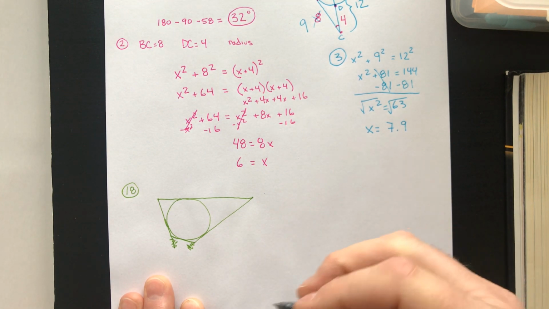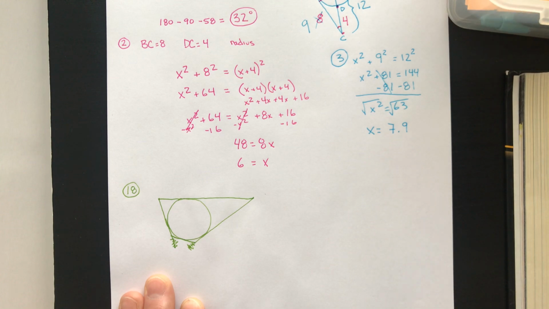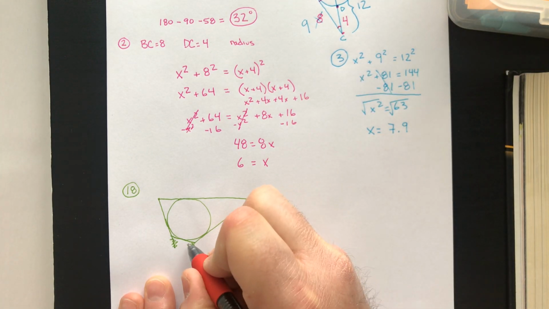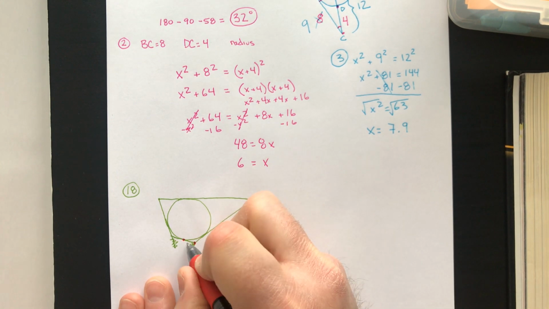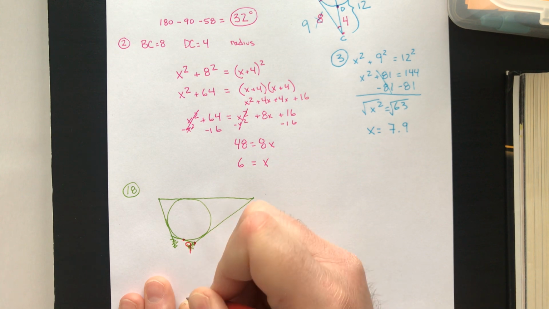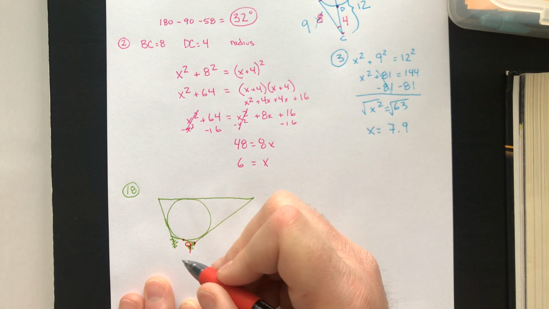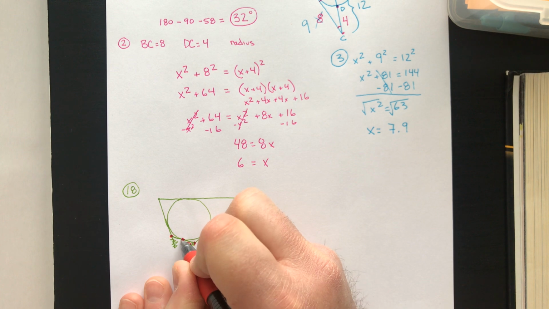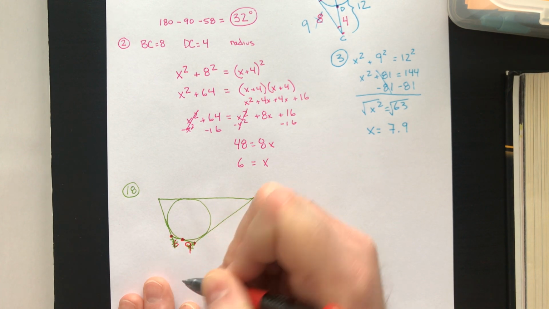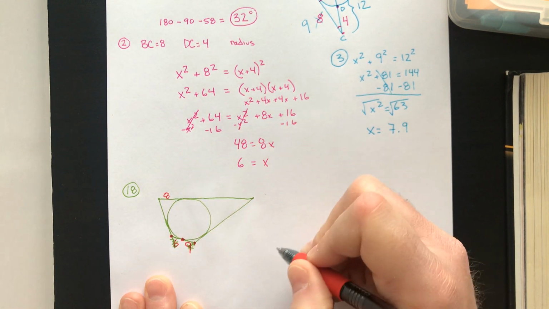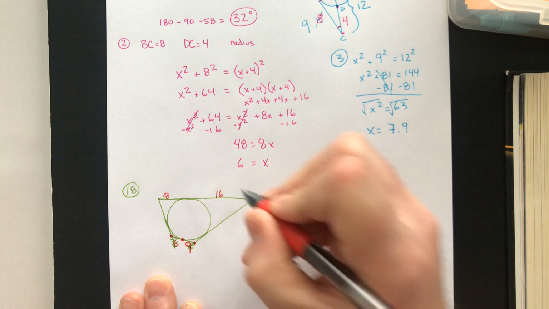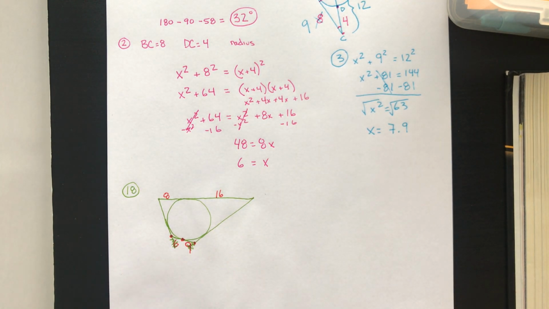But they tell us in this problem that, for instance, this line segment right here is 9. Okay? And then they tell us that this line segment right here is 6. And then they tell us that this over here is 8, and this over here is 16. And they want to know what is the perimeter of this quadrilateral going around this circle.